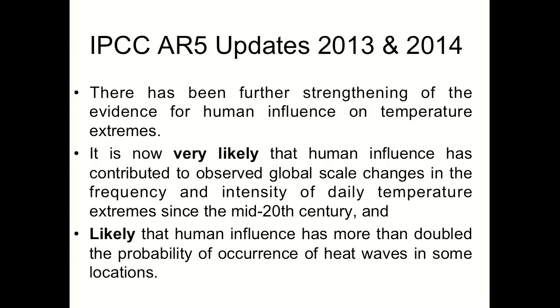And lots of scientists are using these increased frequency of extreme weather events as a sort of a proxy or a warning of what's to come. They finish up by saying that it's likely that human influence has more than doubled the probability of occurrence of things like heat waves, particularly in the northern hemisphere.